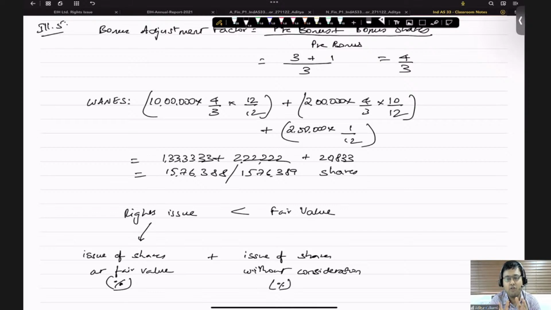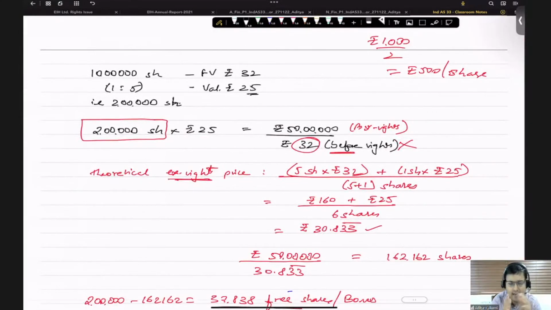That is, we will have to restate the previous year's EPS. At the same time, all the shares in the capital structure up to the date of rights issue will be added for the bonus shares, which is included in this rights issue. Okay, so the question arises, sir, how do I identify what is the bonus that is included in the rights issue? So the standard gives a mechanism which is fairly logical.